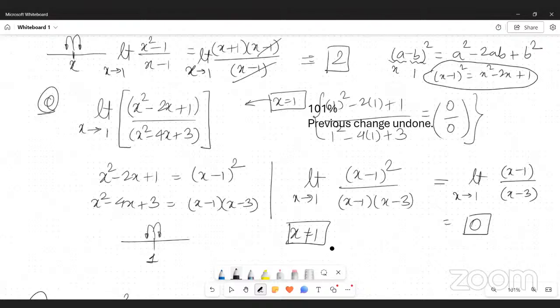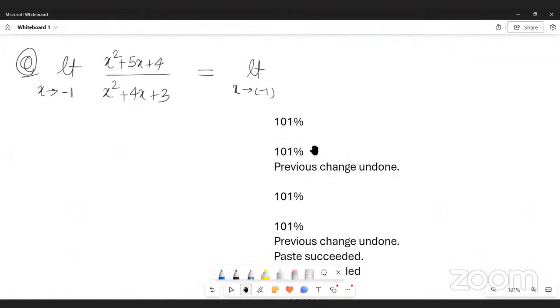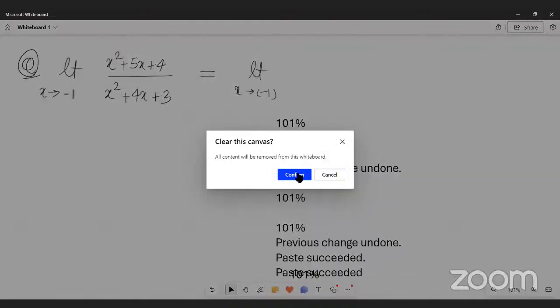Okay, sir. Then down, (x minus 1) into (x minus 3). Yeah, it's called factorization. Okay, sure. I'll write it. One second.